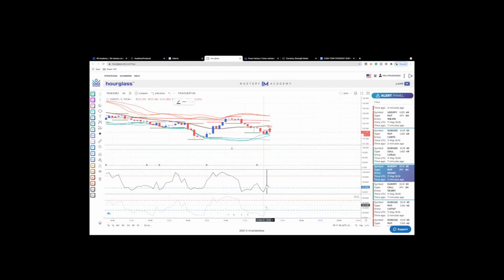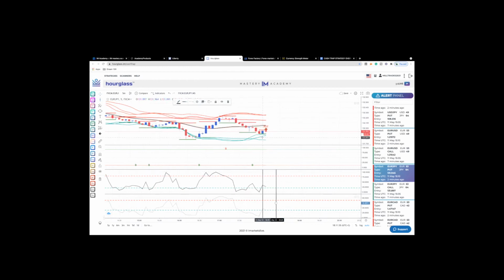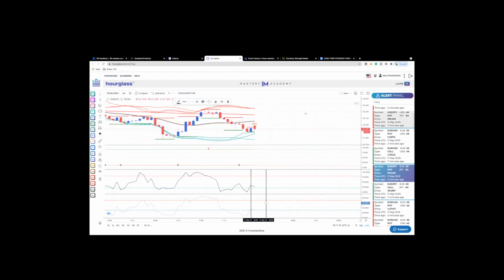So remember, if you guys draw your barriers, we don't have to FOMO. We can wait for the next setup right here. Wait for the cross down and then the cross up, and then we could take a trade. Euro JPY.